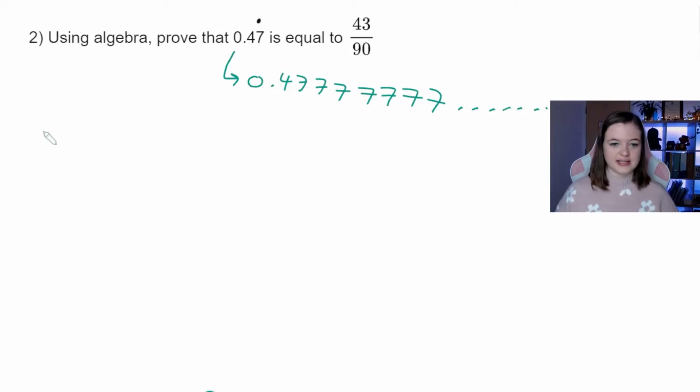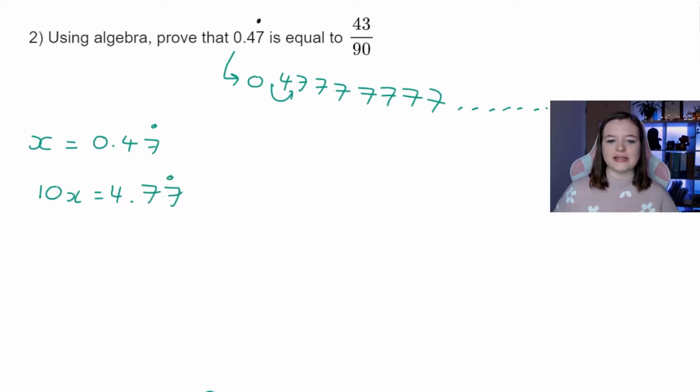Then for the second step, still the same: x is equal to 0.47 recurring. Then times it by 10. 10x is equal to, shuffle it one along, 4.77 recurring. You want to make sure the number of decimal places is still the same, so you can directly compare them. And is it the same decimal places? No, it is not. This one has a 4, this one has a 7. So that means you need to carry on.